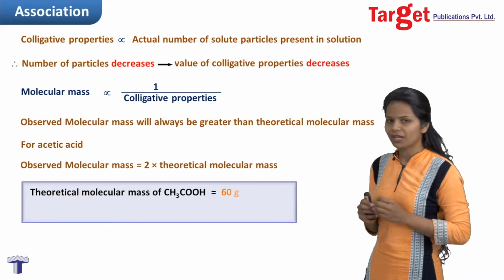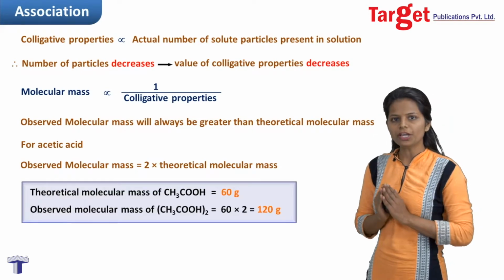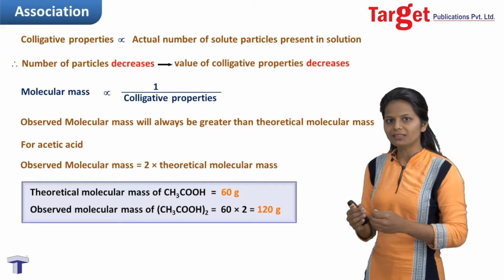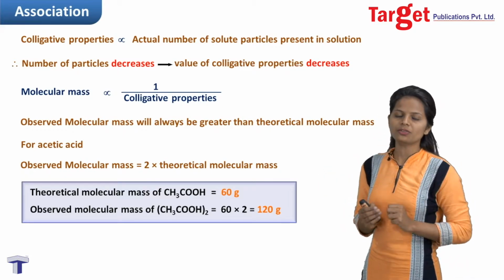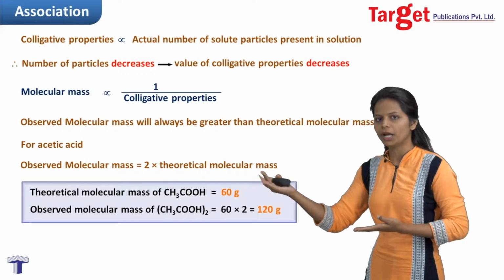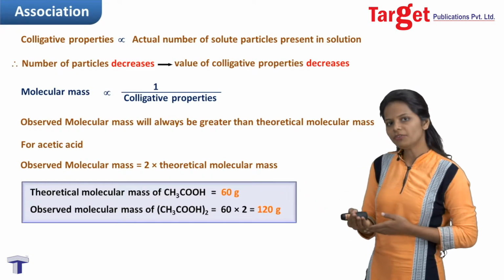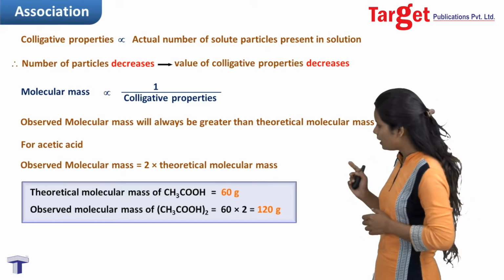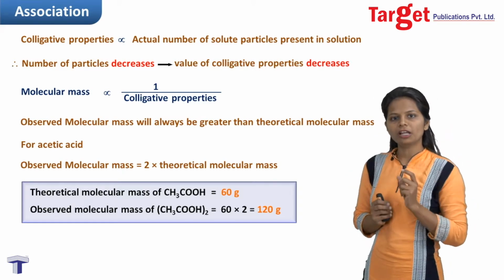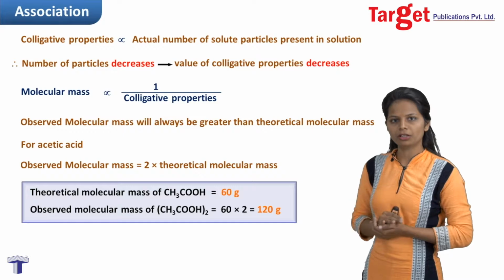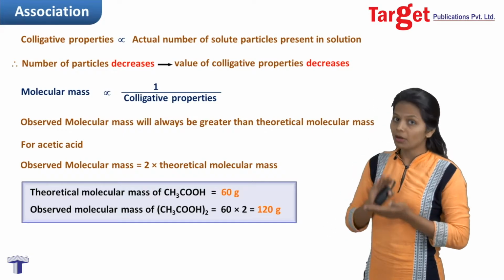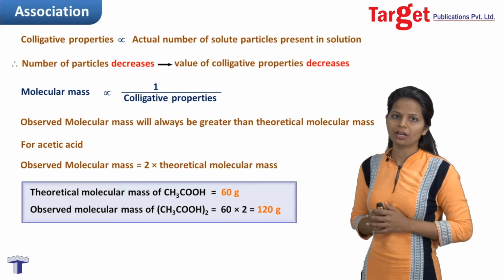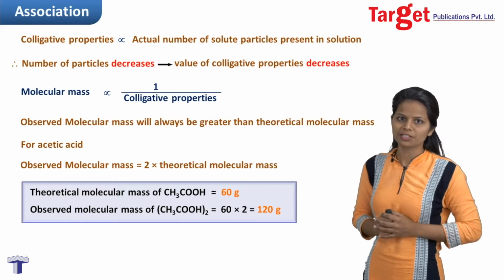In this case, we have considered acetic acid, of which the molecular mass is 60 gram. Since 2 moles of acetic acid combine and form 1 mole of dimer, the observed molecular mass will be double the original molecular mass. The theoretical molecular mass is 60 gram, the observed molecular mass is going to be double of that, and hence you will get 120 gram as the molecular mass of acetic acid.